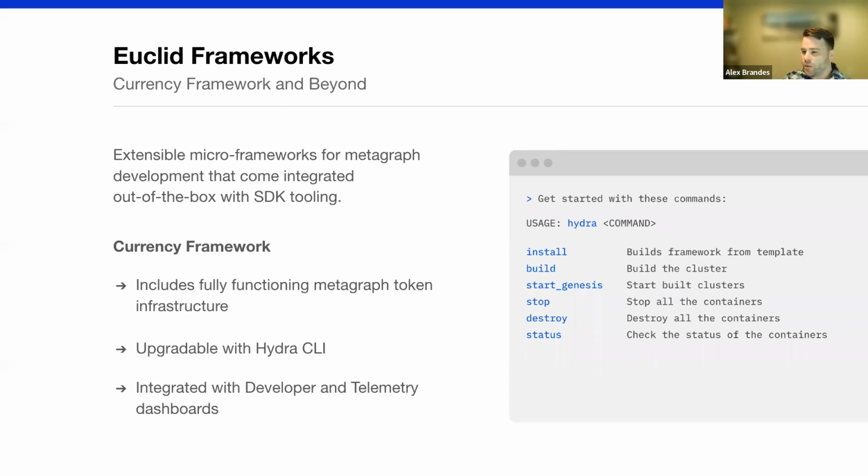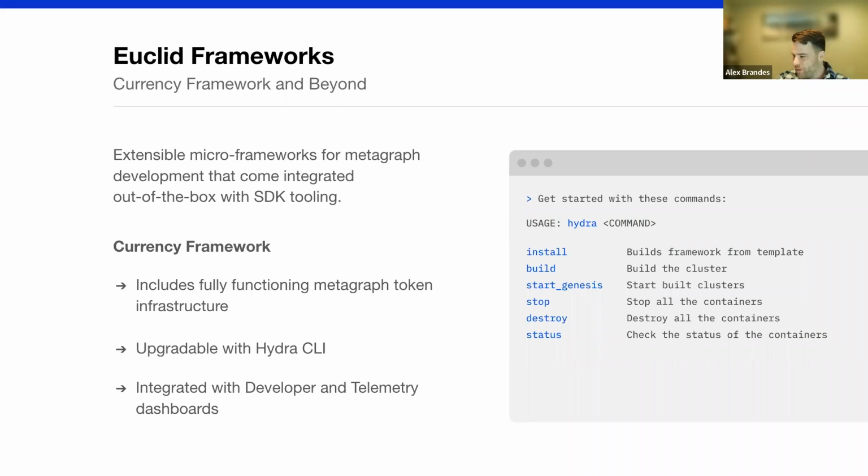So that comes fully configured so that you can launch your own Metagraph token with minimal configuration or coding required. So if you want a token with the same functionality as DAG without significant modifications, you can really do that without coding. And so we'll see that in a minute here. Frameworks are also upgradable through Hydra CLI, so you can install the latest version and get those newer features as the releases come out. And then everything is integrated with the developer and telemetry dashboards, so everything works together well.